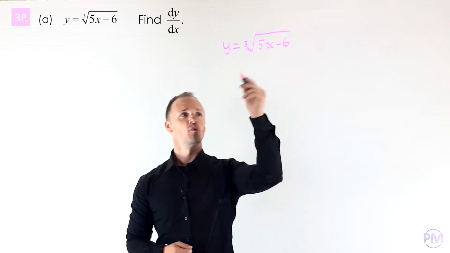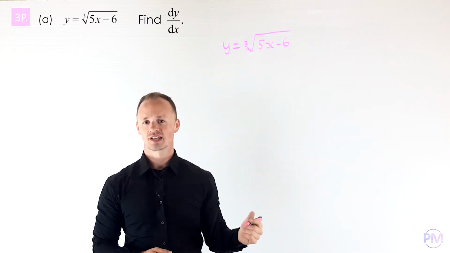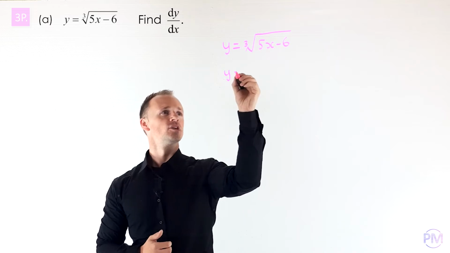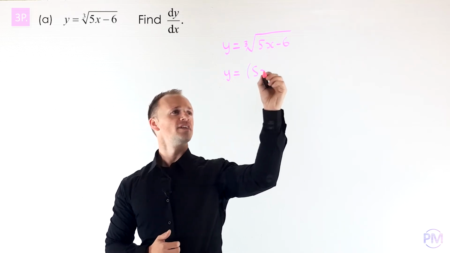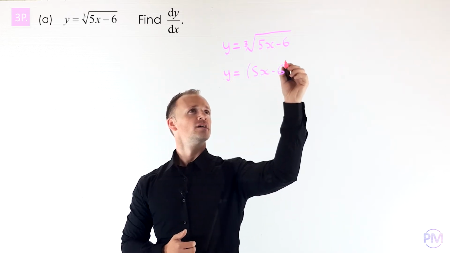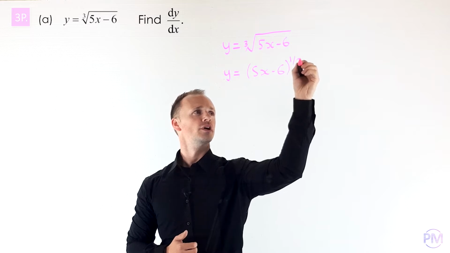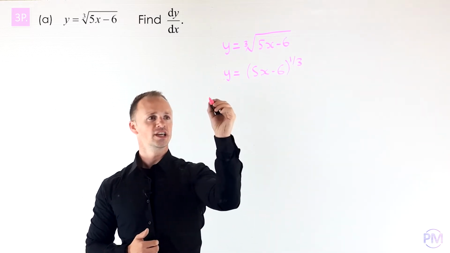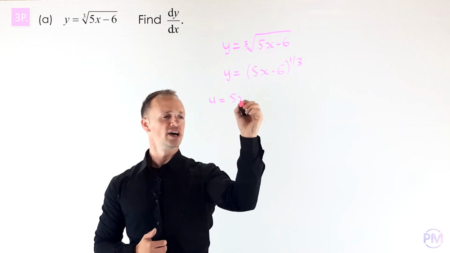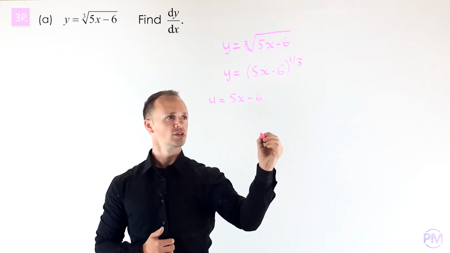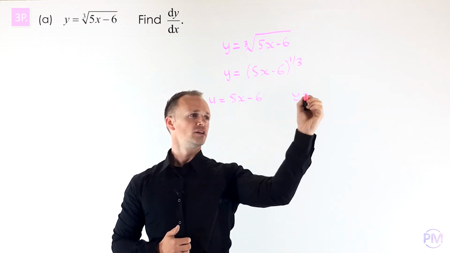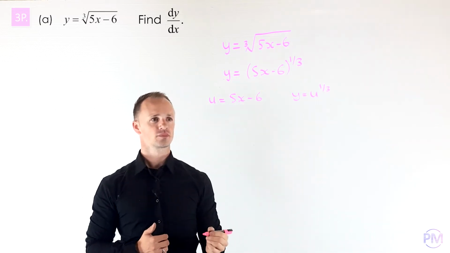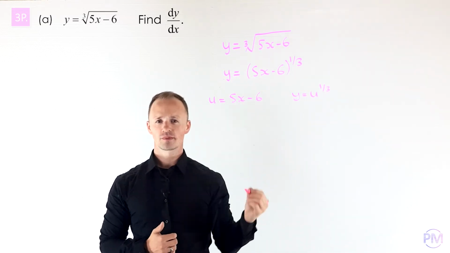So in this example, we've got y equals the cube root of 5x minus 6. Again, we're going to use the chain rule, but first, let's write it as a bracket to a power. So we're going to get y equals 5x minus 6 in a bracket to the power 1/3. Now we can define u as our inner function here. So u equals 5x minus 6, and that gives us y equals u to the power 1/3.